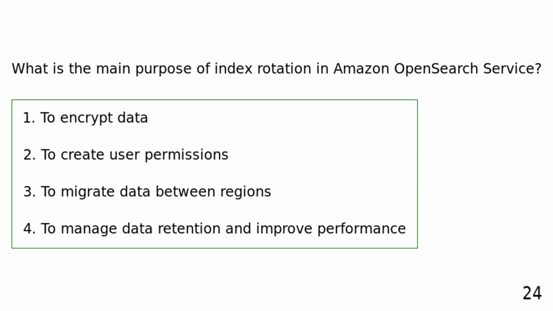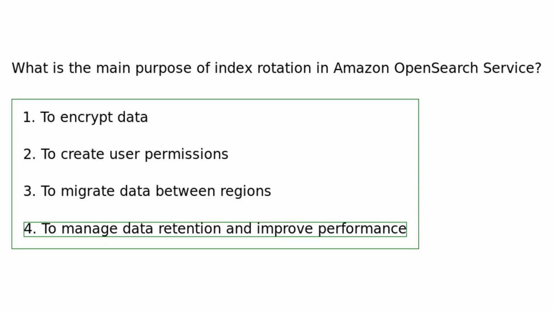What is the main purpose of index rotation in Amazon OpenSearch Service? To encrypt data. To create user permissions. To migrate data between regions. To manage data retention and improve performance. Index rotation helps manage data retention and improve performance by periodically creating new indices.